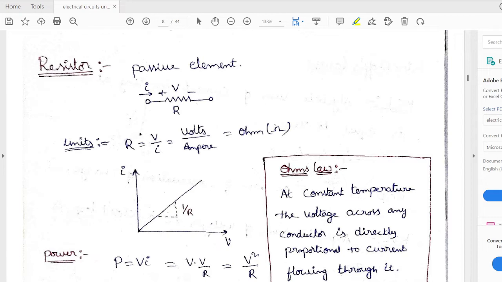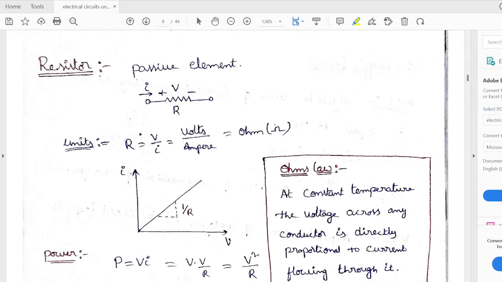Okay, so this is the symbol for a resistor. The resistor will be represented with this symbol. So the resistance of this resistor is R. Generally we represent resistance with the symbol capital R.